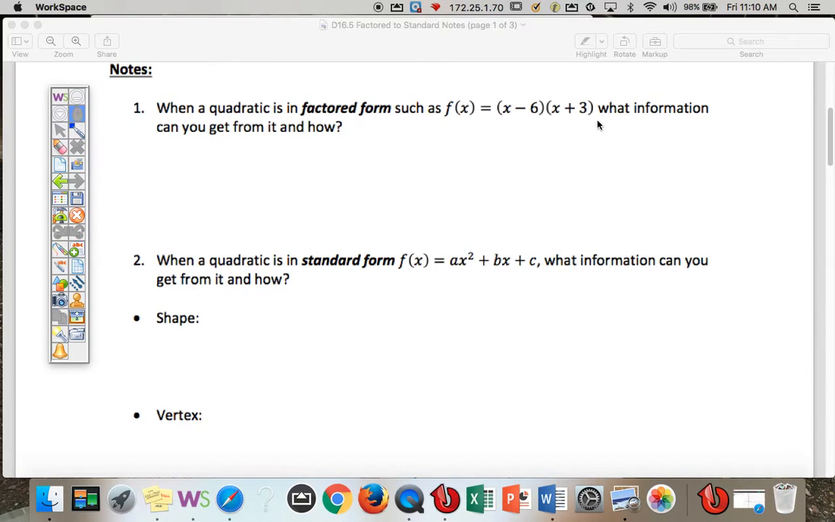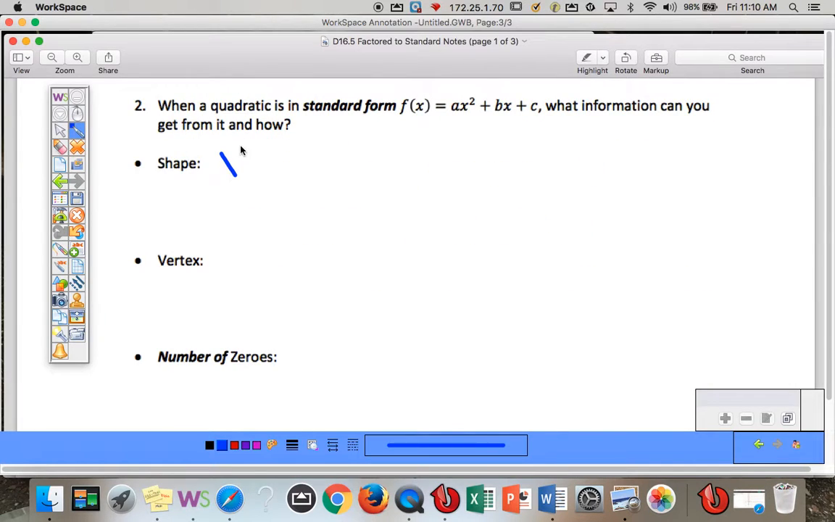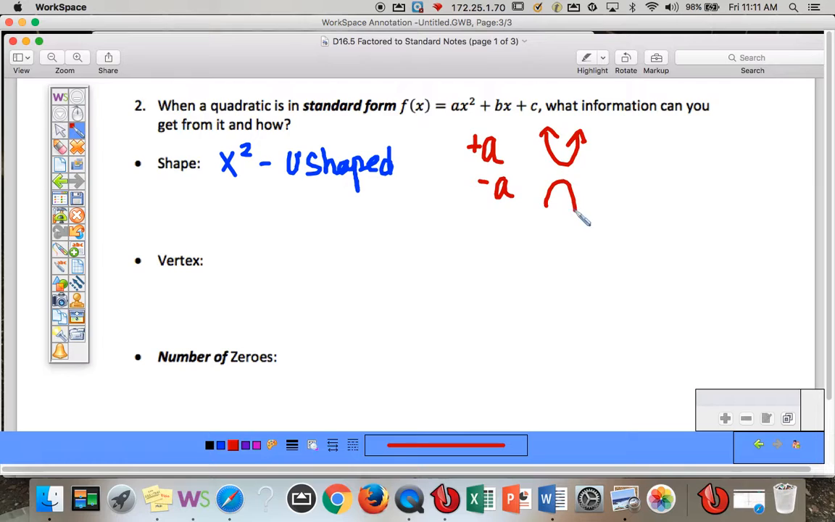And again, standard form also tells you a bunch of information. It tells you the shape of the graph. And x squared as the highest power tells you it's U-shaped. If a is positive, it's U-shaped up. If a is negative, it's U-shaped down. Also, you can find the vertex by doing opposite b over 2a. To find the y value, you could plug in x.